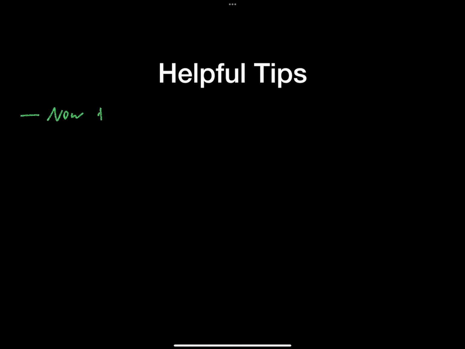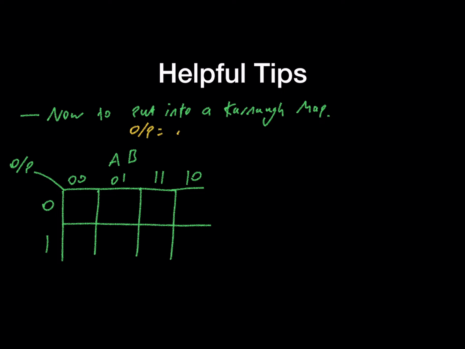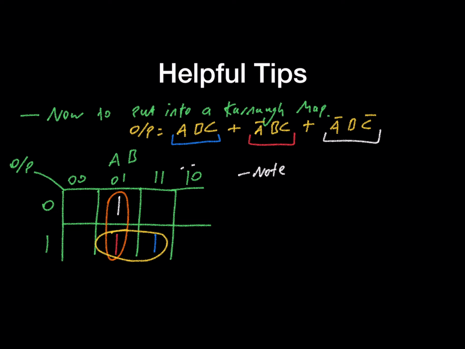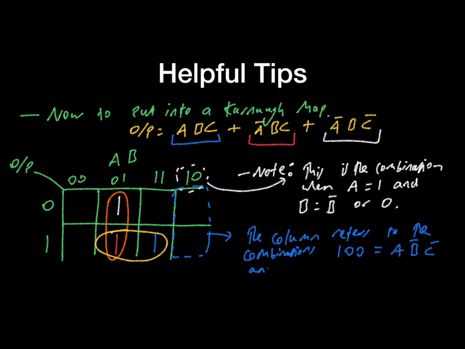This demonstrates how we fill in the Karnaugh maps from the minterms expression. The product expressions refer to the labels on the top and side of the map. For example, the combination 1, 0 refers to when A equals 1 and B equals B naught or 0. The right-hand column refers to the combinations 1, 0, 0 and 1, 0, 1, with minterms AB naught C naught and AB naught C respectively.